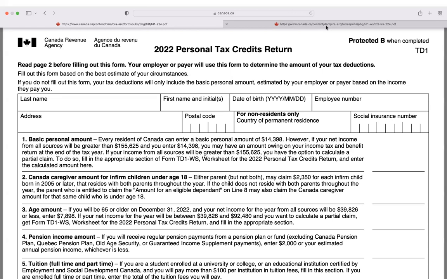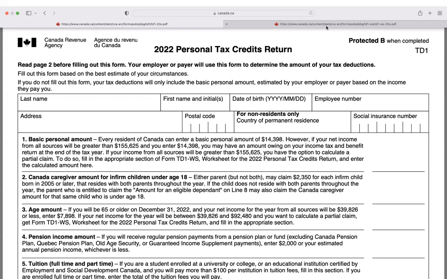If your income from all sources will be greater than $155,625, you have the option to calculate a partial claim. Fill in the appropriate section of the form TD1, the worksheet. So we talk of the worksheet later.